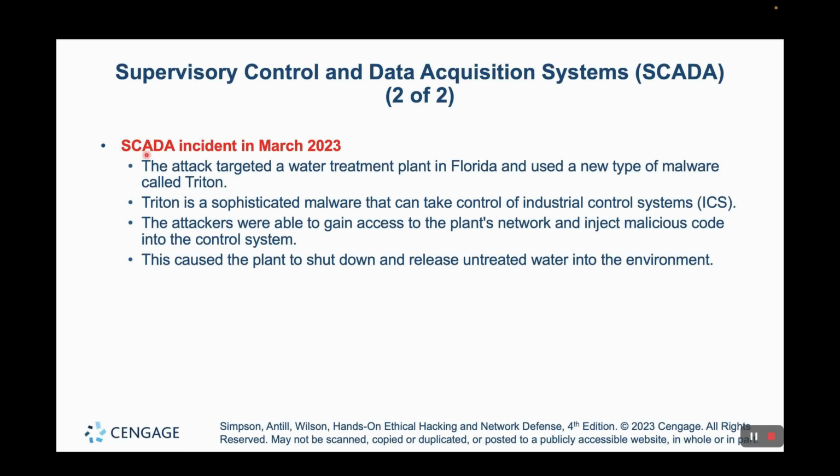Now, consider an incident that happened back in March 2023. The attack targeted a water treatment plant in Florida and used a new type of malware called Triton. This is very sophisticated malware that can take control of an industrial control system, ICS. The attackers were able to gain access to the plant's network and inject malicious code into the control system. What happened is that the plant went down and released untreated water into the environment.